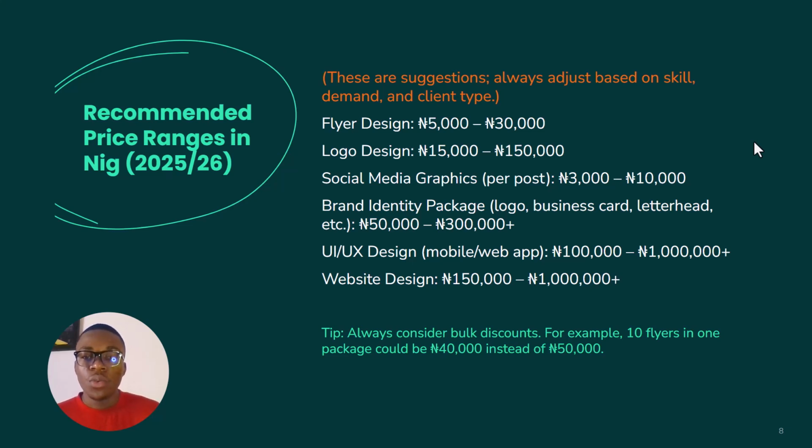One of the tips I'll give you, like I've said before, if you are setting your prices, always consider bulk discounts. For example, if you're going to do 10 flyers in one package, you could maybe charge 50,000, or maybe 40,000. You can just discount depending on the bulk of the project. I believe you understand what I'm trying to say. Charging for a flyer is different from charging for 10 flyers at a time. Do you understand my point? You can do that to attract more customers as well.